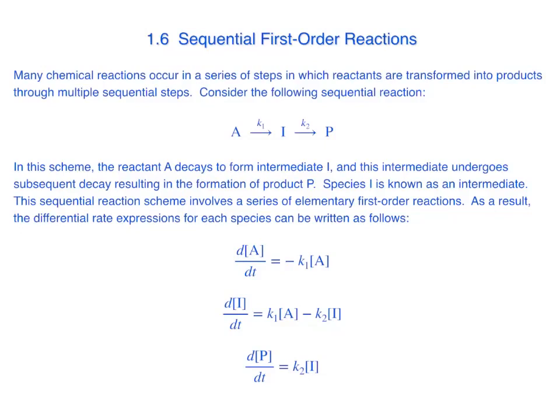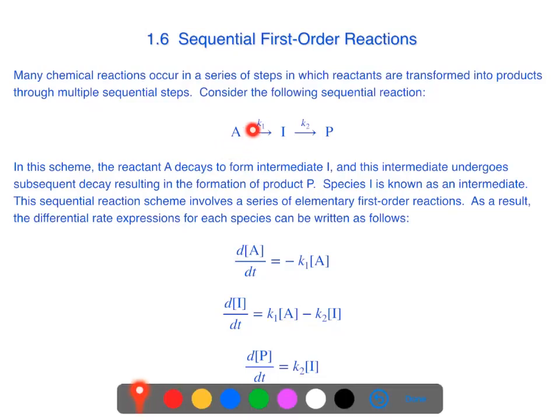However, many chemical reactions occur in a series of steps, in which reactants are transformed into products through multiple sequential steps. So if we consider the following sequential reaction, we have a reactant that is undergoing some transformation to what we'll refer to as an intermediate, and this intermediate then goes on to form our final product. So the reactant A decays to form the intermediate I, and then the intermediate undergoes a final decay, resulting in the formation of product P.